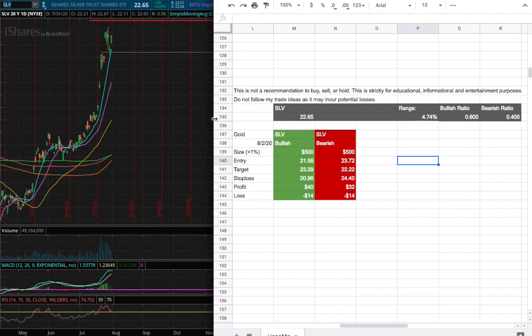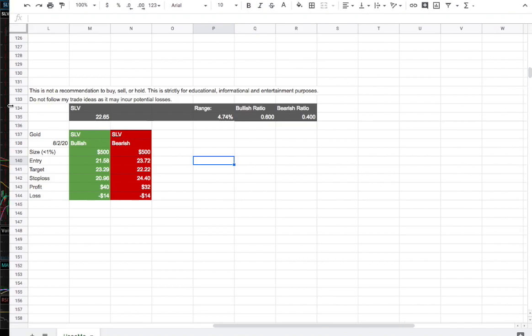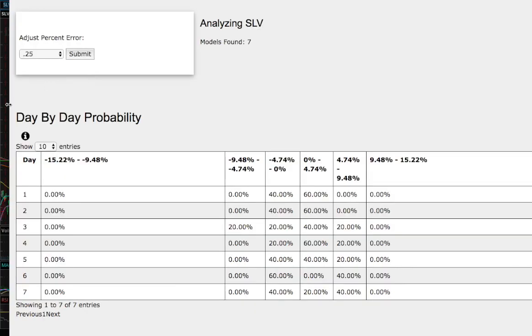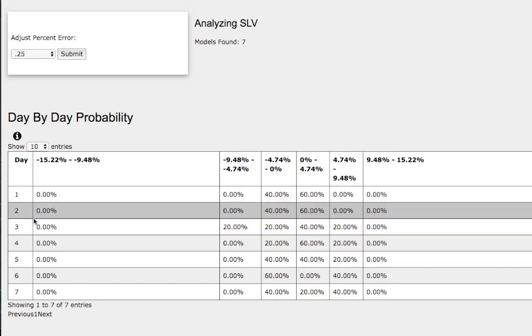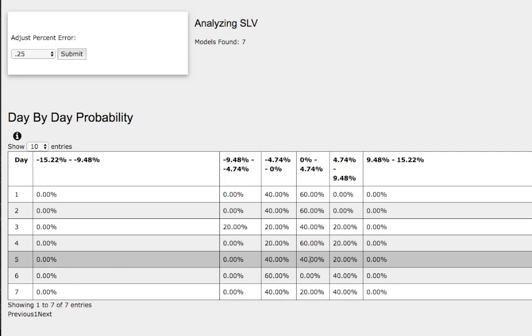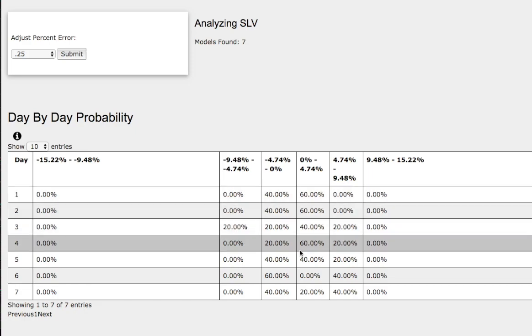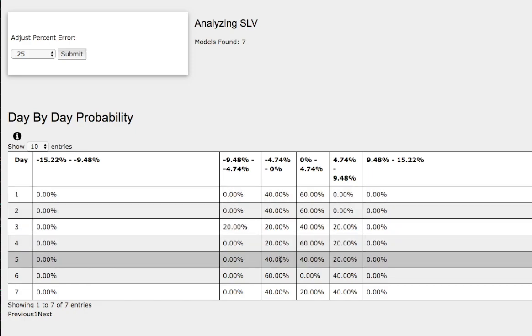So how did I develop these trade ideas? It all comes from the day-by-day probability model right here. And as we progress to the 5th day or a week of trading, we have a 40% chance for silver futures to climb higher between 0 to 4.7%, and on the extreme case to the upside, a 20% chance to climb between 4.7% to 9.5%. On the other hand, to the downside, we have a 40% chance for it to fall between 0 to negative 4.7%. So which one of these 7 models should we use as a reference?